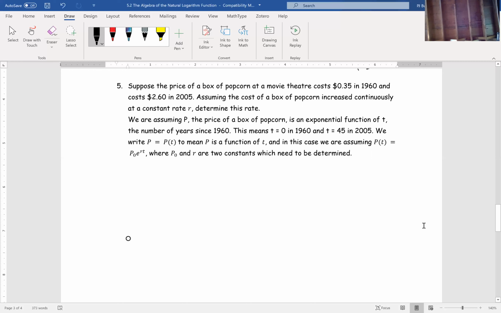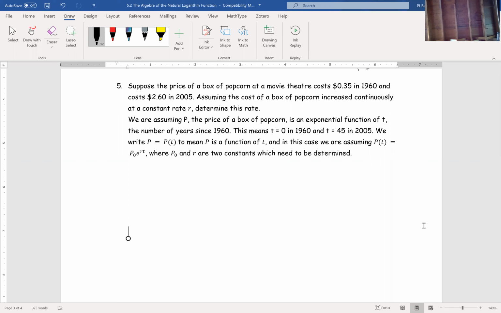All right, so let me do this one, and then we can get into the meat of stuff, which is taking derivatives. Suppose the price of a box of popcorn at a movie theater cost this price in 1960, and it cost $2.60 in 2005. Assuming the cost of a box of popcorn increased continuously at a constant rate, determine this rate. So it tells us we're assuming P is the price, and it's some kind of exponential function.